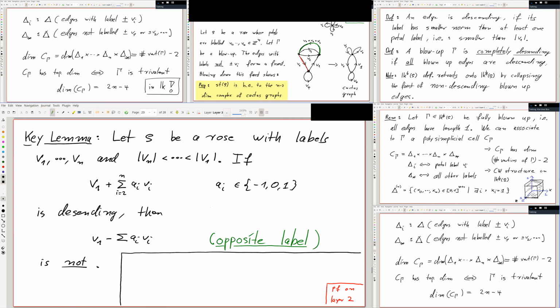So its norm is less than the norm of V1. So this is descending. Then I claim if you change the signs for all the others, you keep the sign of V1, but you change all the other signs. That's what we call the opposite label. I claim this one cannot be descending.